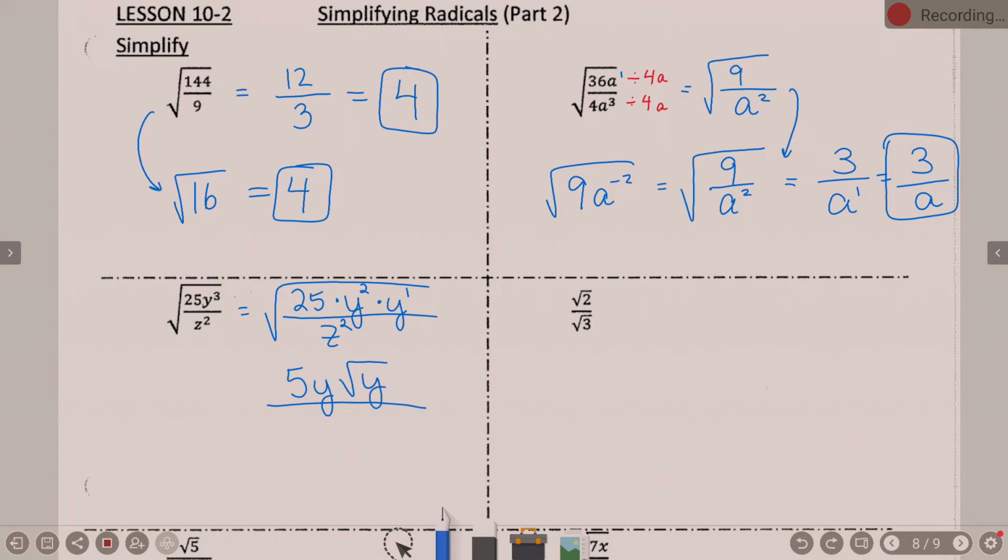So here's the deal. Y to the second, we took the square root and got y. That's outside the radical. This y here was our leftover piece. We can't take the square root, so it stays in the radical under the square root. Okay, anytime you can't take the square root of anything, it has to stay under the radical. Square root of z to the second: does my exponent divide by 2? 2 divided by 2 is 1, so it becomes z to the first, or in other words, z.